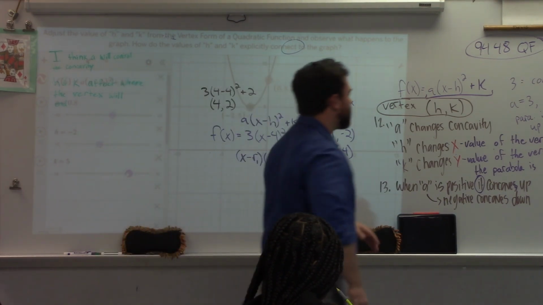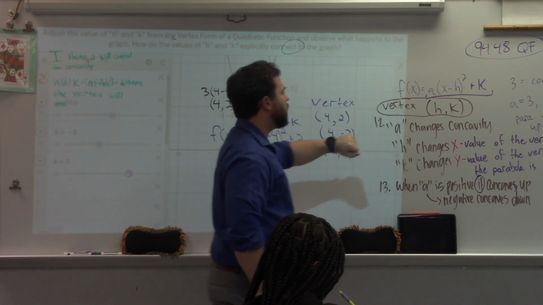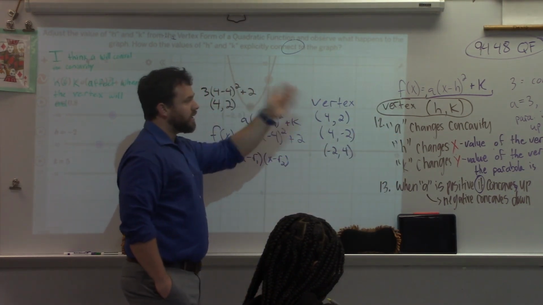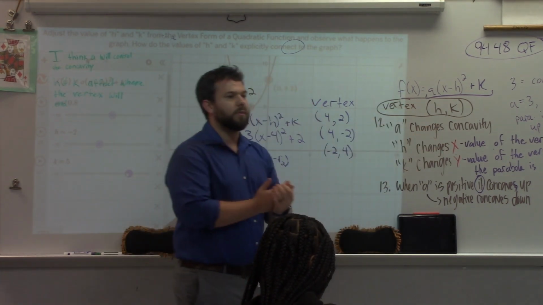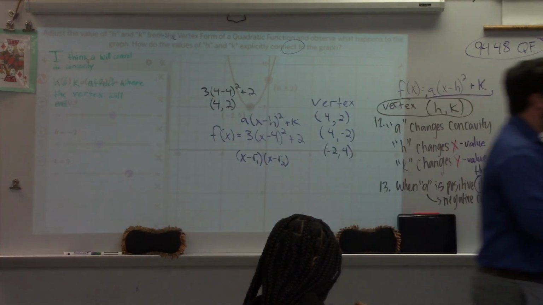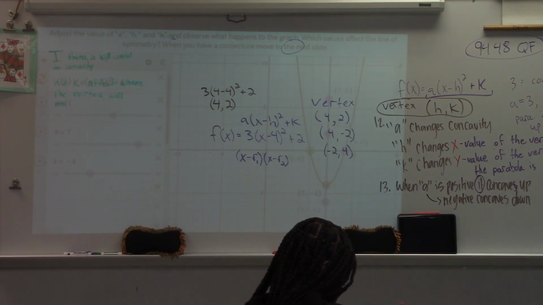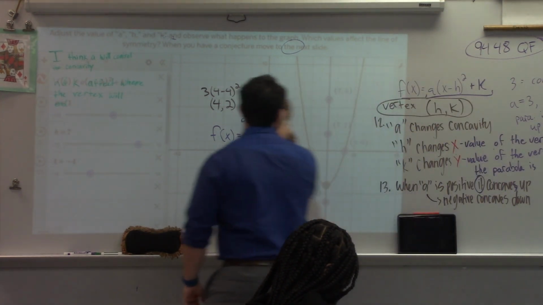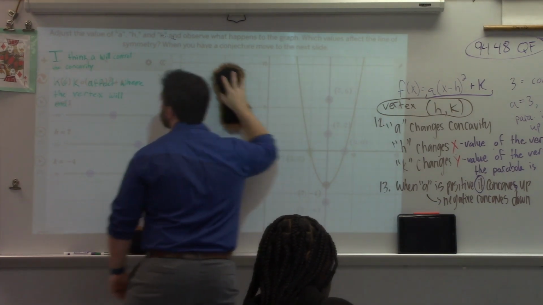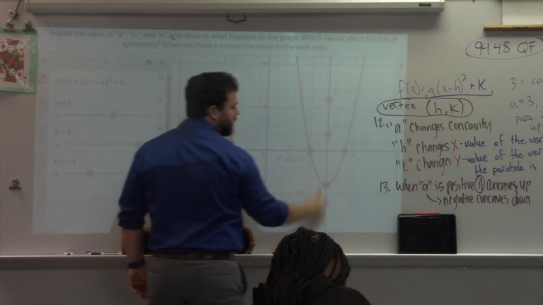You're going to get some more practice, but leave this here, so whoever's group this is, don't erase it. We need to recognize that whatever the h is, that's the x value of my vertex, and whatever the k is, that's the y value of my vertex. That's literally what we mean by h and k. Now move to slide 16, where it asks you to adjust the values of a, h, and k and observe what happens to the graph. Which values affect the line of symmetry? Go to your vertical surfaces, manipulate a, h, and k, and figure out which one changes the line of symmetry.